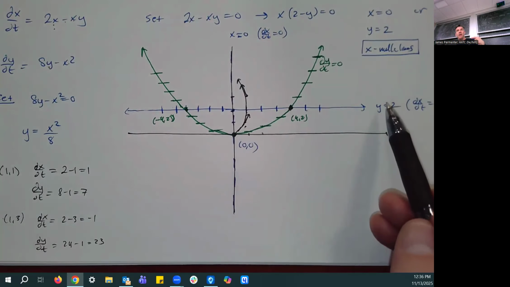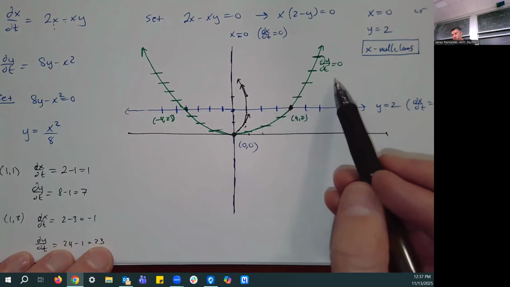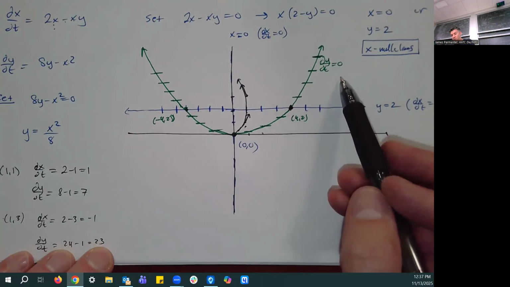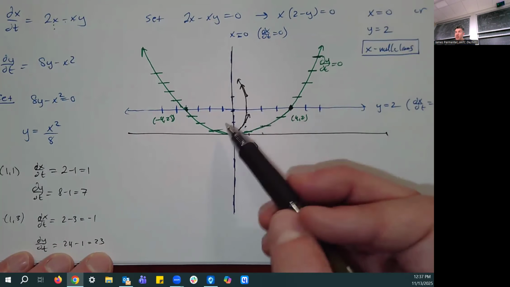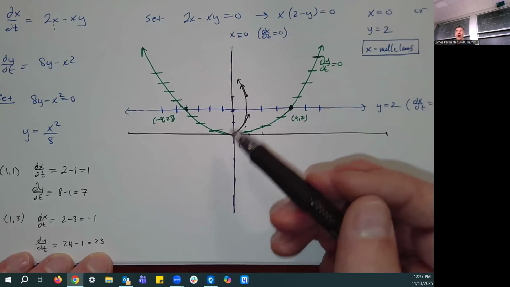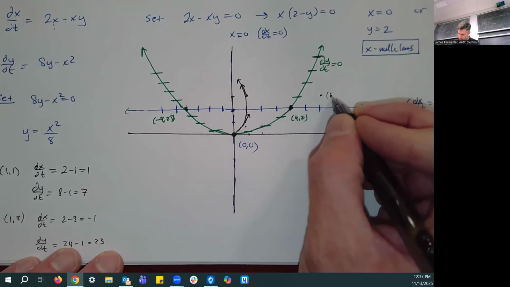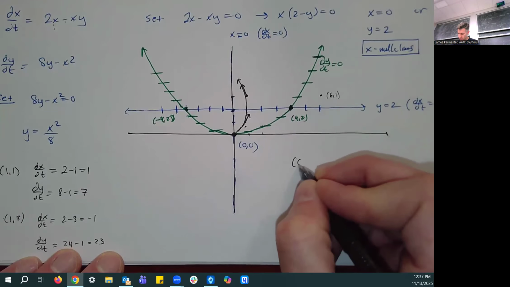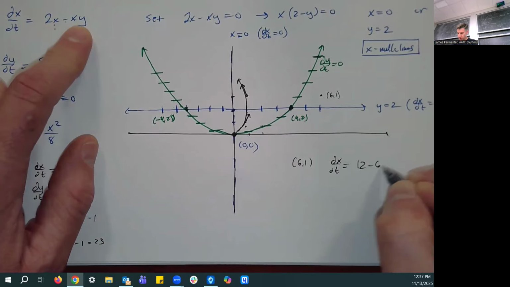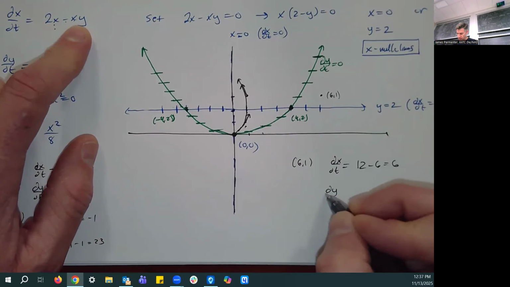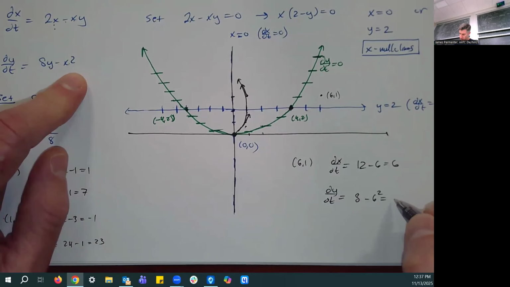So I'm crossing a y null line, and the x direction changes from pointing to the right to pointing to the left. And so over here, if we went over to this section, well, we're crossing a horizontal null line, so we can expect to go from pointing up and left to pointing down and left. Let's check though. It's good to check. So if we pick a point over here, like say let's pick the point 6 comma 1. Well, at 6 comma 1, dx dt is equal to 12 minus 6, which is 6, and dy dt is equal to 8 minus 6 squared, which is definitely negative something, negative 28, I think.